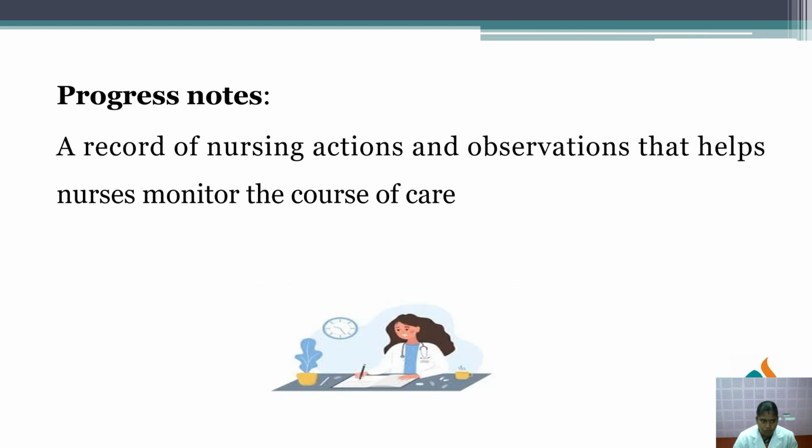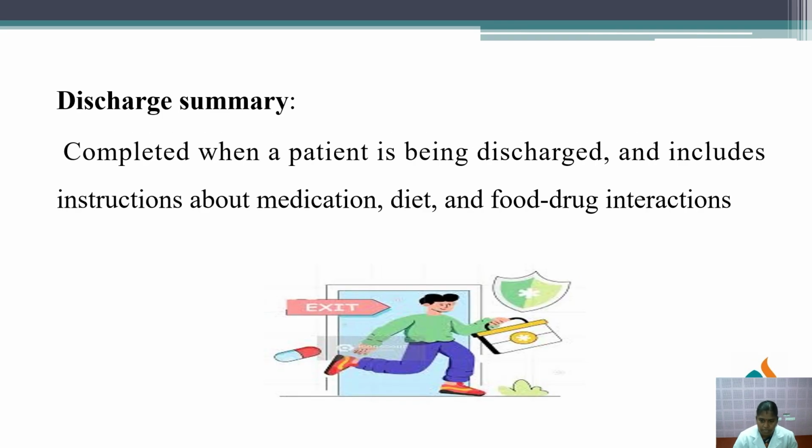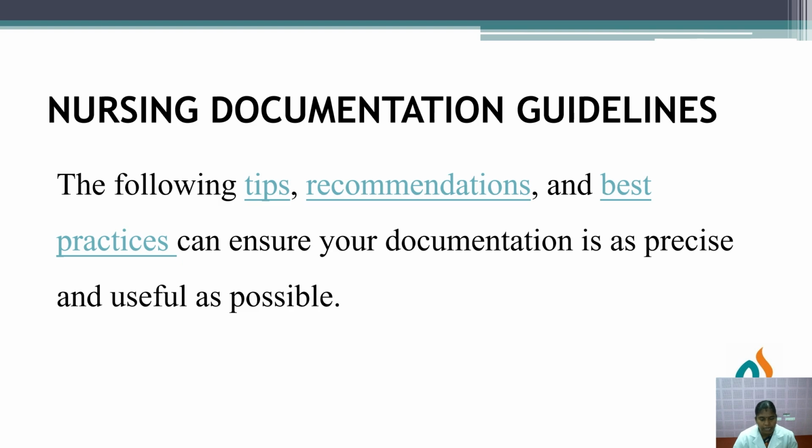NCP means a clinical document that records the nursing process for a patient. And next one is progress notes, a record of nursing action and observation that helps nurses monitor the course of care. And next is flow sheets, a simple form that gathers important data about a patient's condition, including medication administration records and graphic records. And next is discharge summary. Completed when a patient is being discharged, and it includes instruction about the medication, diet, food drug interaction and follow-up.